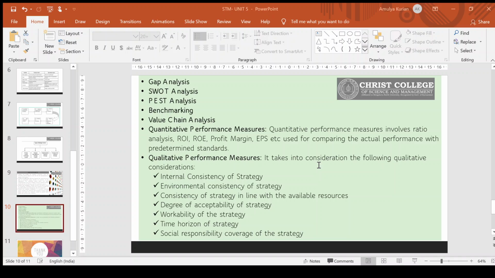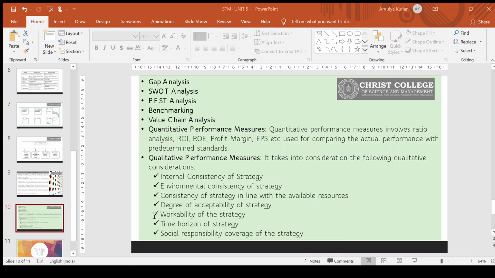Benchmarking is the technique of strategic evaluation to identify whether the organization has achieved the expected results or not. It is done through regular monitoring and measuring the performance of the strategic plan and collection of data that indicates the actual result of the given activity and sets the benchmark of the activity. Value chain analysis, again we have dealt with.